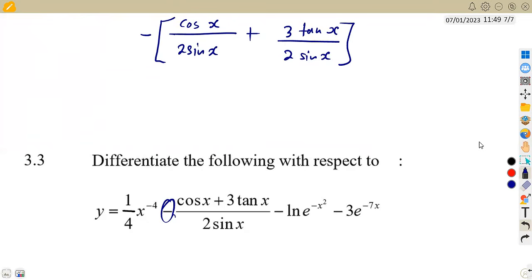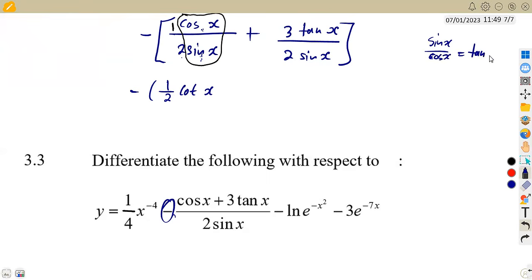Okay, so here we can play around with our identities. Remember that cos over sin, from your identities, is cot. So it's negative 1/2 times cos over sin, which is cot x. If it is sin x over cos x, this is the one that gives us tan. This one, sin over cos, is tan.